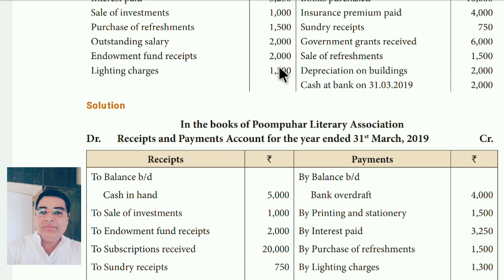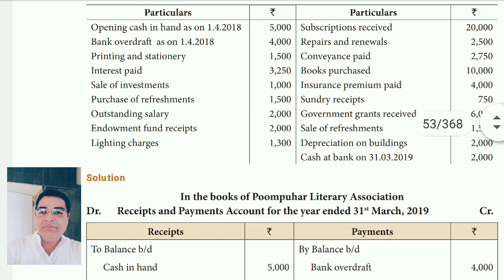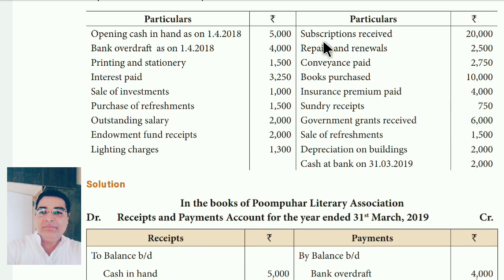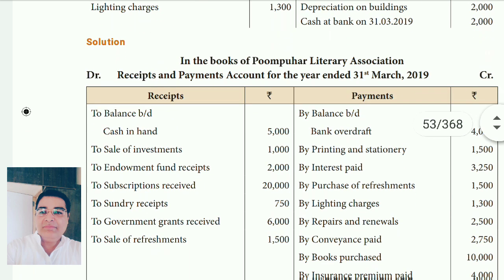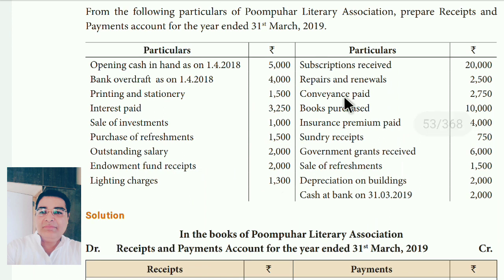Endowment fund receipt rupees 2,000. It will come under receipts, 2,000. Lighting charges is an expense, so we have to write by lighting charges 1,300. Subscription received. Received means receipt. Now see here, subscription received 20,000 rupees.